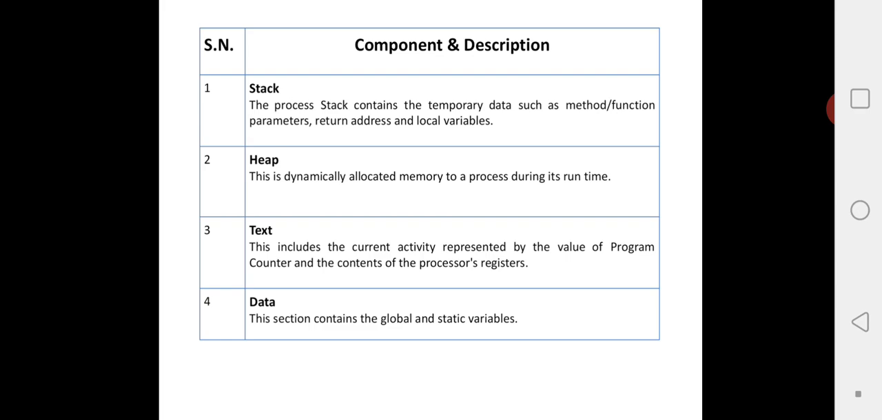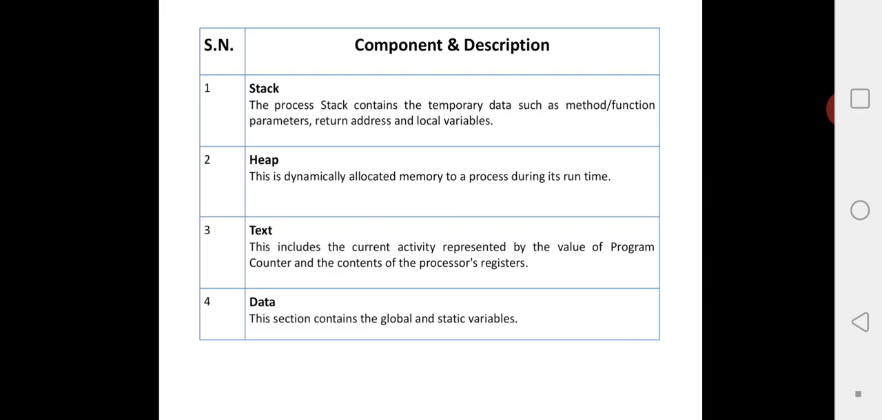So what do you mean by these components? First one is the stack. The process stack contains temporary data such as method or function parameters, return address, and local variables. Whereas the heap is dynamically allocated memory to a process during its runtime. Suppose whenever you are executing a program, it will become a process, and at that time whatever memory is allocated, that will be allocated in the heap area.